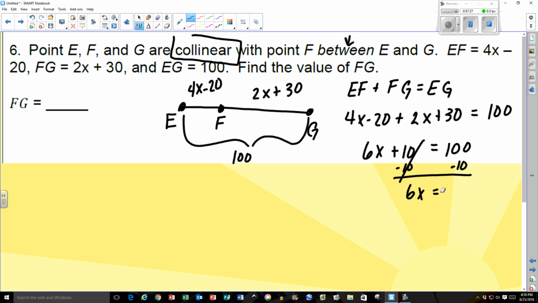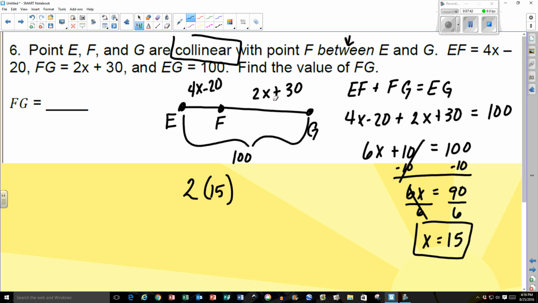So 6x equals 90. Divide both sides by 6. X is 15. So it says find the value of FG, so they want the value of this. So 2 times 15, because X is 15, plus 30. So 30 plus 30 is 60. So FG is 60. So if this piece is 60, then I know this piece is 40, because remember they have to add up to 100.